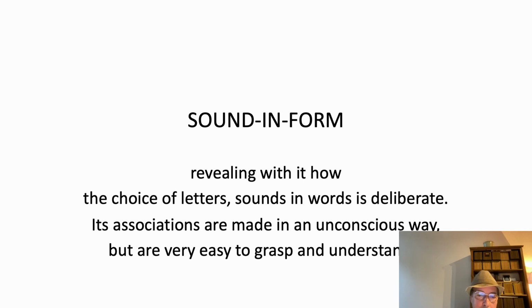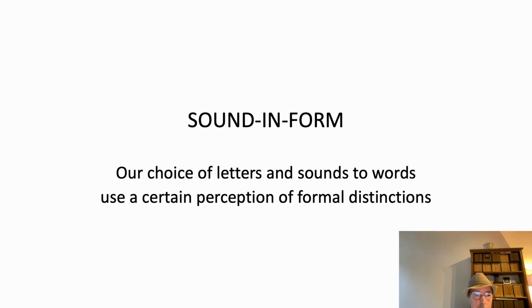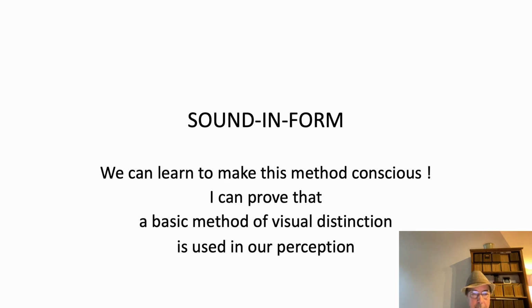Its associations are made in an unconscious way, but it's very easy to grasp and understand once you know how this works. Our choice of letters and sounds to words use a certain perception of formal distinctions. We can learn, thanks to this video, to make this method very conscious. I can prove that a basic method of visual distinction is used in our perception, or in our way how we see and how we make a choice of words.